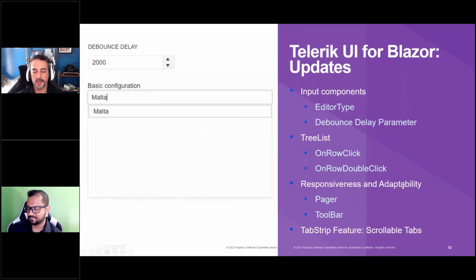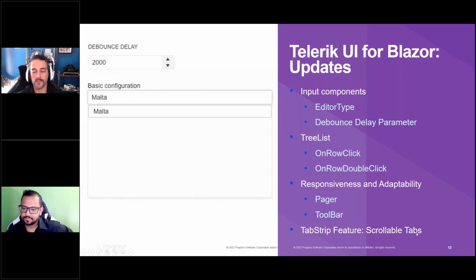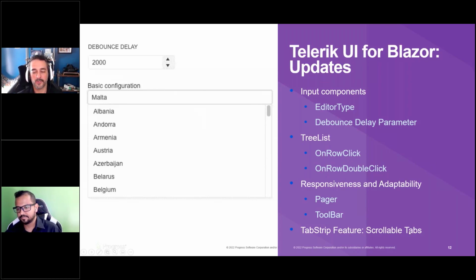We also have some responsive and adaptive behaviors on our pager and toolbar components. This helps with mobile friendly applications using Blazor. I'll show some of that as well. Our TabStrip feature fits into that category as well with the scrollable tabs. So if you have multiple tabs that span too much of a horizontal distance on the screen, you can go ahead and combine those or put those in a scrollable interface.